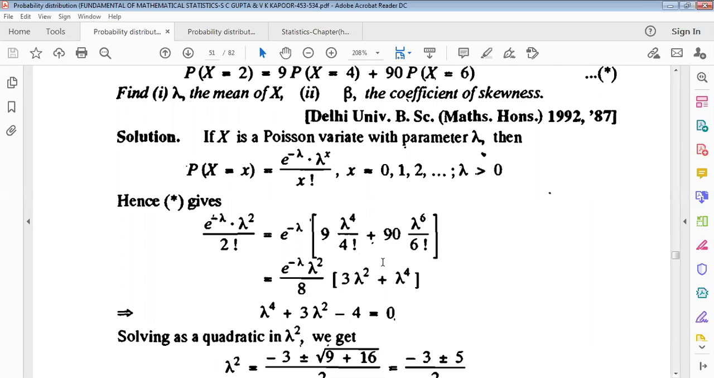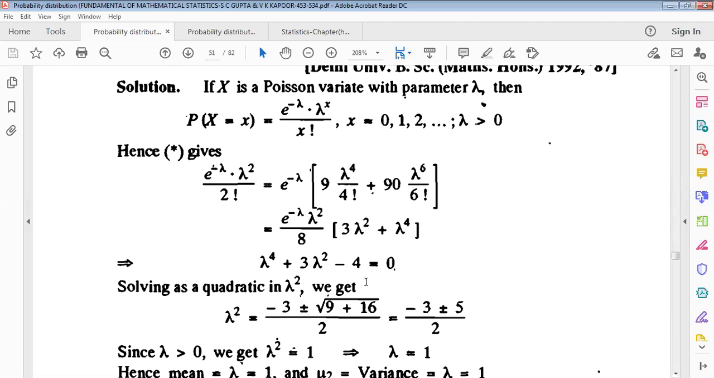After cancelling 90 with them, and 9 and 4, we get this common term, e to the minus lambda lambda square by 8. From both sides, e to the minus lambda will be cancelled, and lambda square will also be cancelled. So 2 factorial and 8 will give 4. We get 3 lambda square plus lambda to the power 4 equals 4. Taking it to one side, we get lambda to the power 4 plus 3 lambda square minus 4 equals 0.